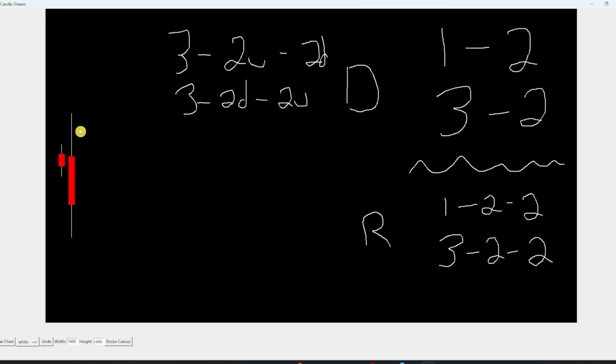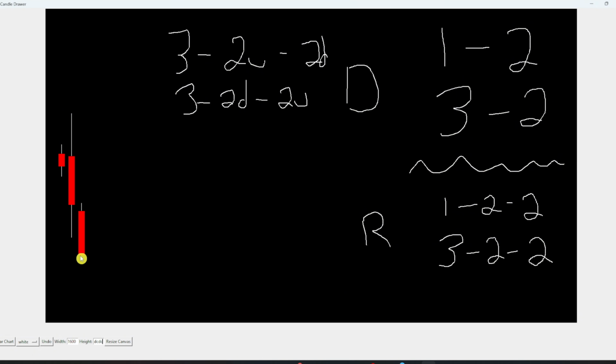So let's look at this scenario first, where it goes 3, 2 up, then the third candle goes 2 down, so it's reversing for lower. And you're going to enter the moment that third candle goes 2 down, and your stop loss would be above that high there.